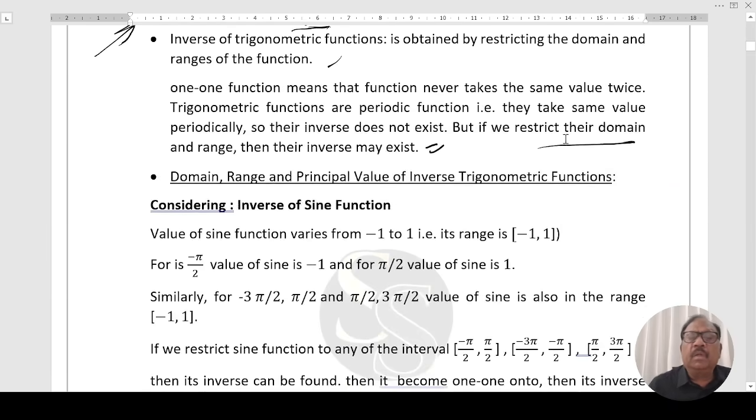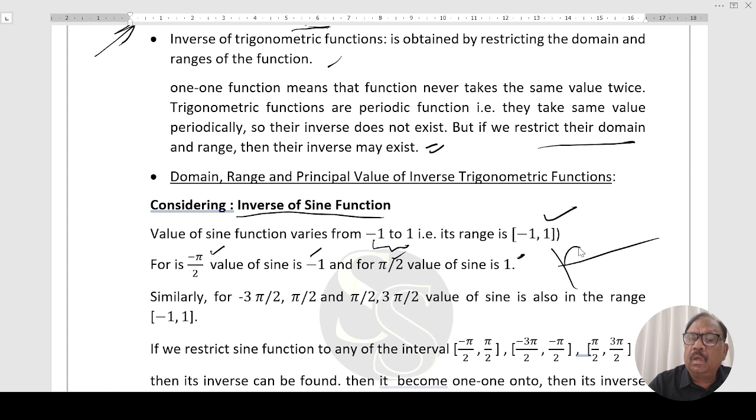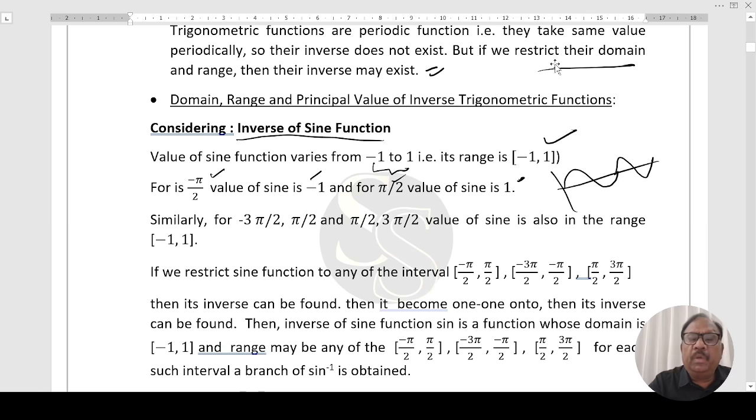Just for example, the inverse of the sine function. The value of the sine function varies from -1 to 1. That is the range, and for minus pi by 2 it is -1, and for pi by 2 it is 1. Similarly, because it is periodic, one cycle, then another cycle, it goes on like this, so there will be a number of intervals. The value of sine is also in the range of -1 to 1.